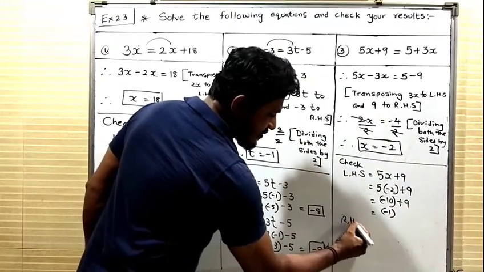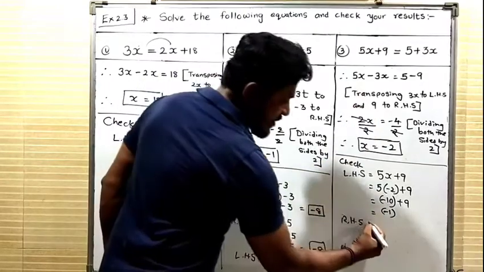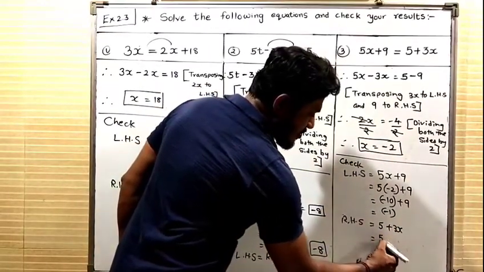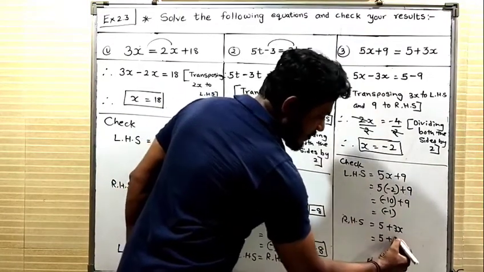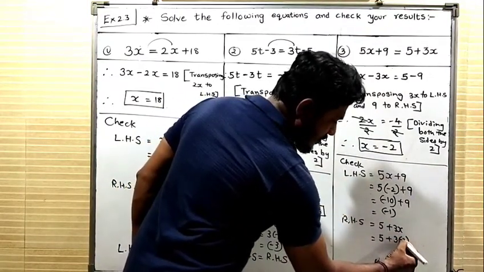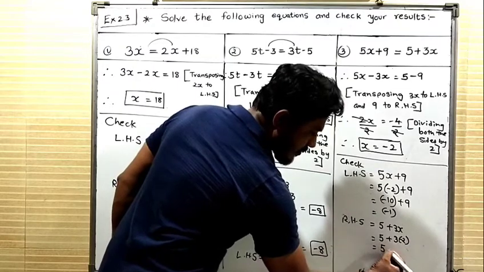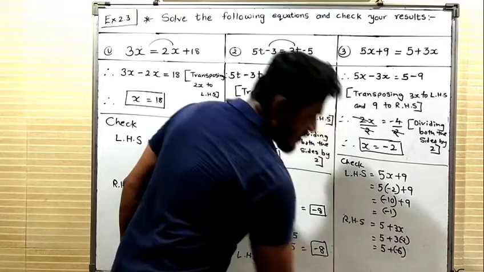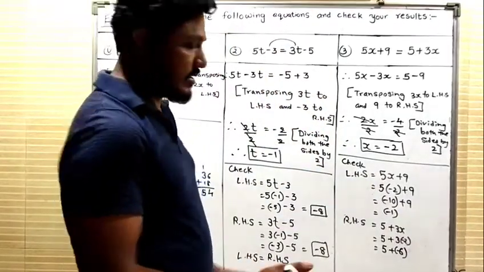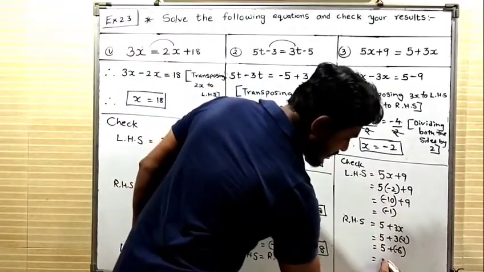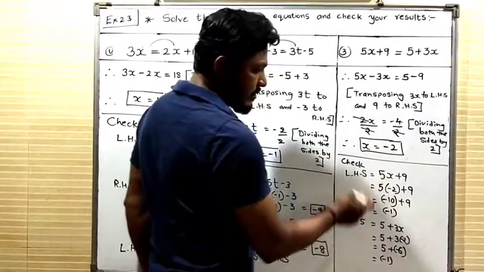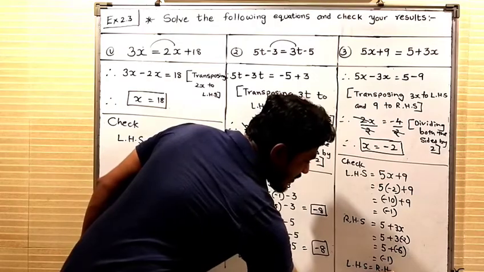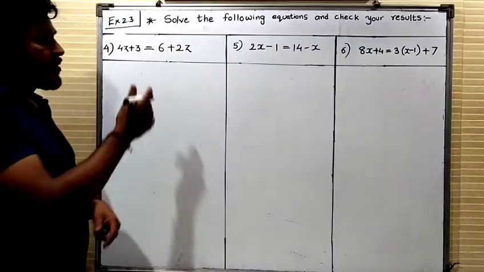Now right hand side, that is 5 plus 3x. Substitute the value of x with negative 2. 2 3s are 6, that is negative 6. 5 minus 6. That is plus minus, minus only. 5 minus 6 gives negative 1. That means what? Our both the sides are equal. LHS equals to RHS.